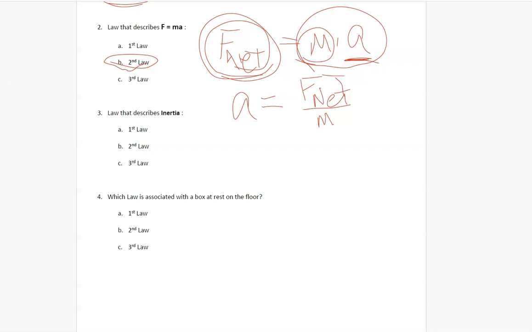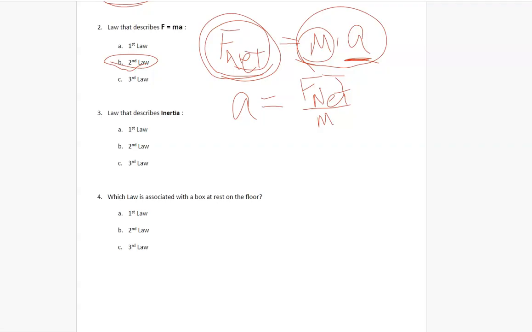the law that describes inertia. Well, inertia is the resistance to changes in motion. What is changes in motion? Changes in motion means changes in velocity. So inertia means it's resisting changes in velocity. Changes in velocity is another way to say acceleration.